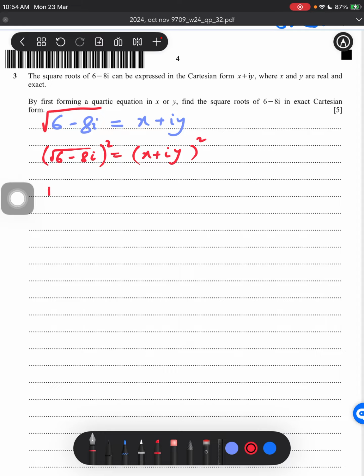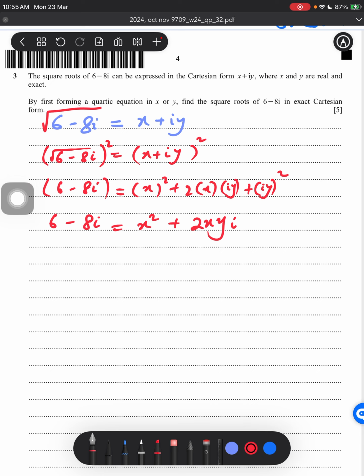So you'll get 6 minus 8i out of this root, and over here by the terms, this will be x, this will be iy, and this will be x, and this will be iy. So this would give you terms like this. You would have x square plus 2xyi, and i square will give you minus, or that would be minus this. So we would have two terms.